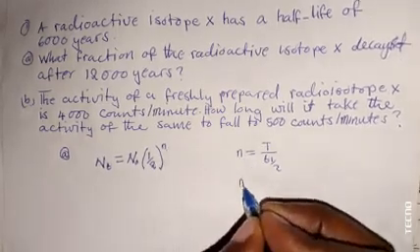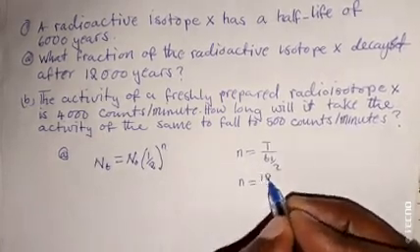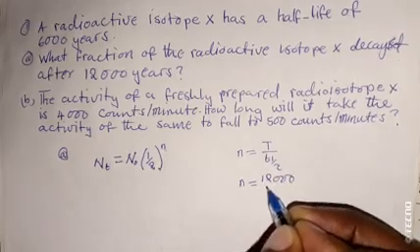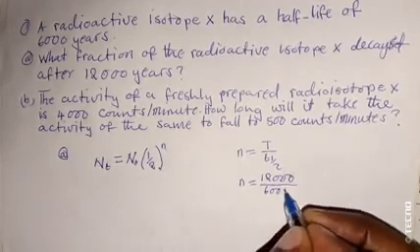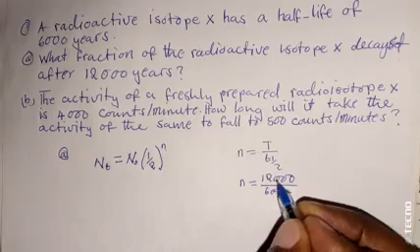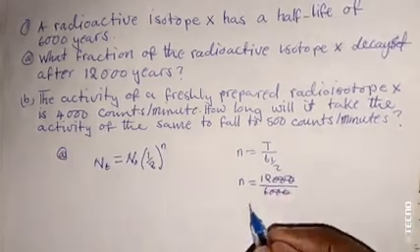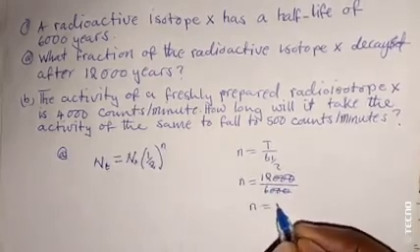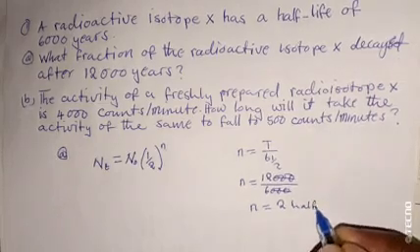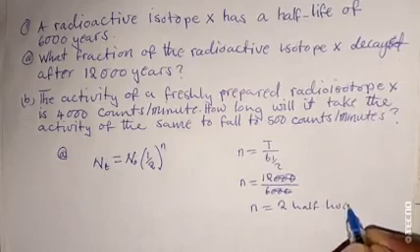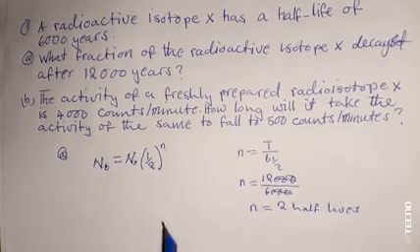So n is equal to the total time t, which is 12,000, over 600. Here we can cancel the zeros, then 6 into 12. Here we say n is equal to 2 half-lives. So n represents 2 half-lives.